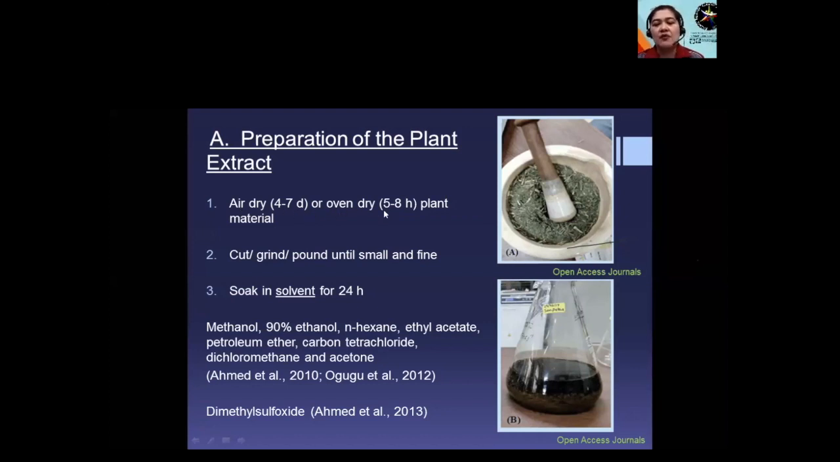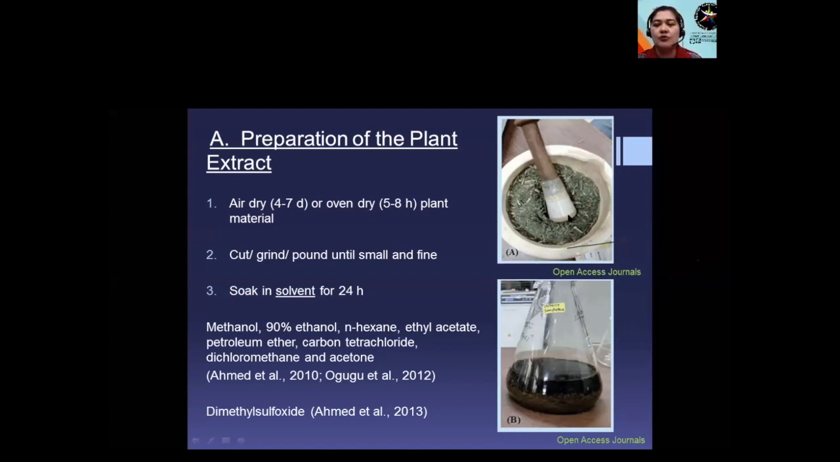Bakit? Pag oven dry po kasi, magsasama tayo ng mataas na temperature, pwedeng meron pong masira na mga compounds at very high temperatures. So it's best that we air dry it for 4 to 7 days. Yun nga lang po kasi, kung minsan, ang mga roots very thick or yung mga stems very thick na meron pang water content sa loob. That's the time na i-oven dry po natin yung material.